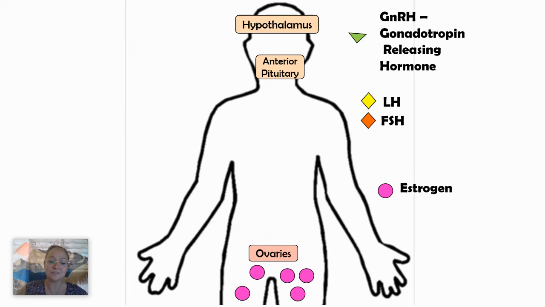But for females, these hormones aren't kept in a steady state throughout her entire cycle. If we look at a female's cycle, we can see how the, okay, sorry.